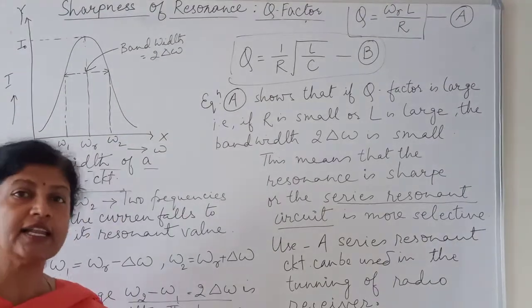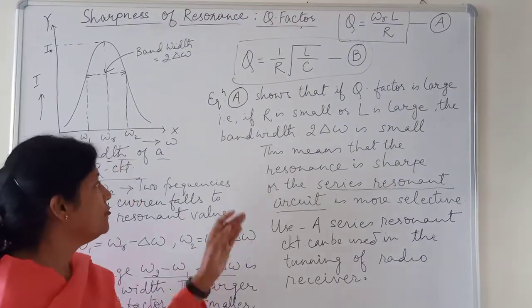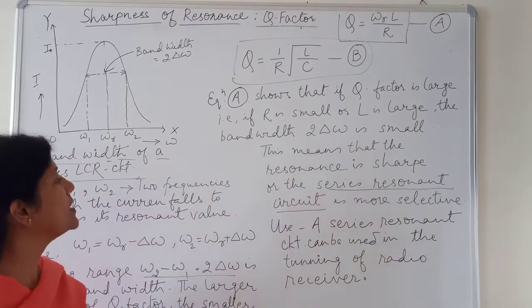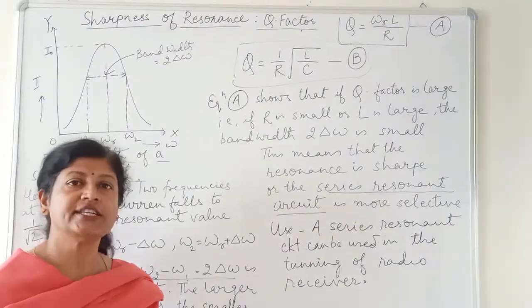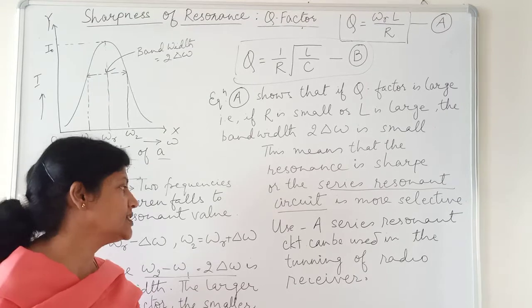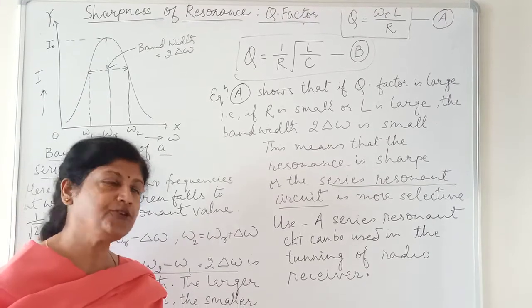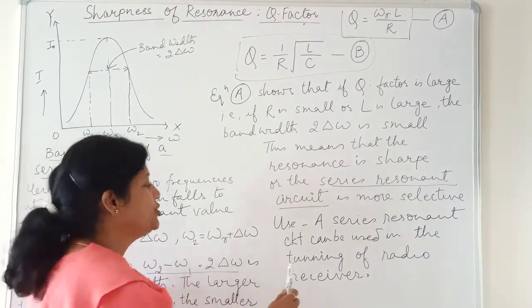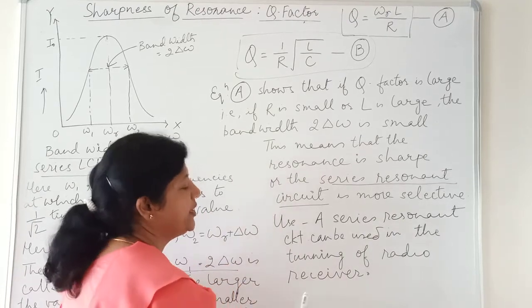The series resonant circuit is more selective. Now we will see the use of this series resonant circuit. A series resonant circuit can be used in the tuning of a radio receiver.